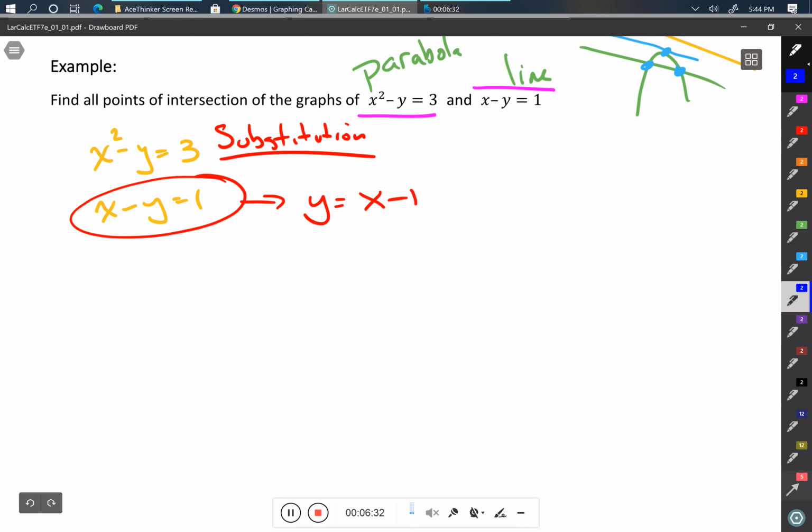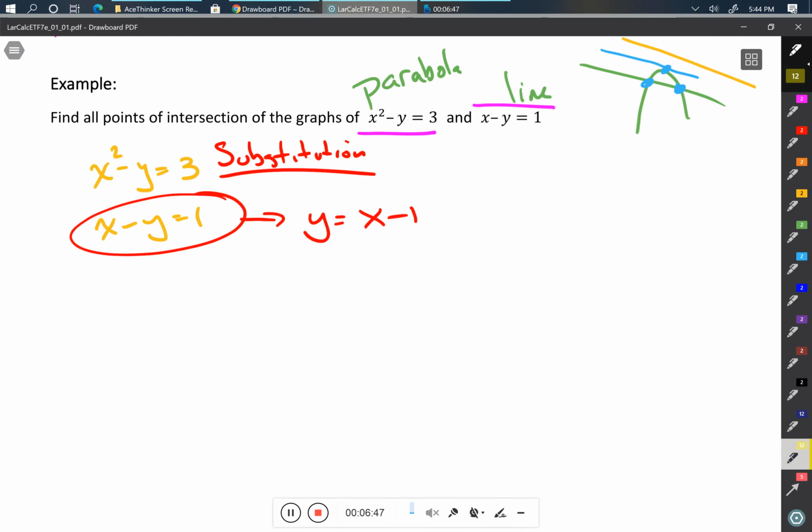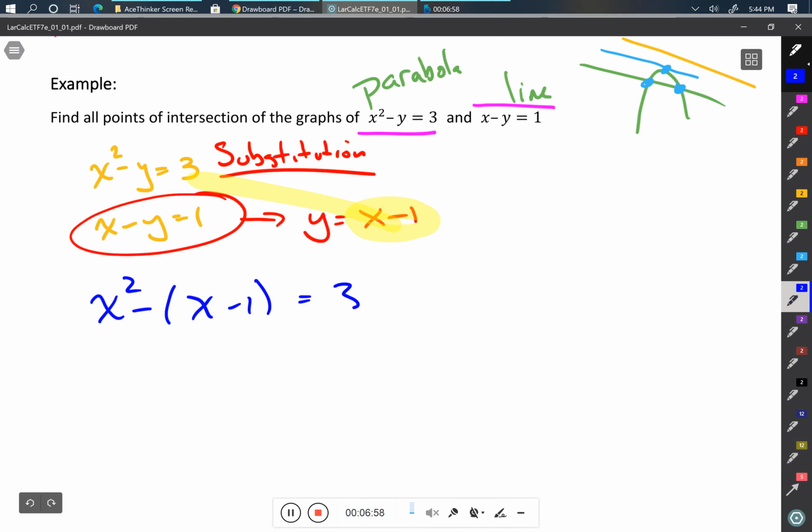And then I'm going to take that and substitute it into the first equation. Well, that arrow doesn't look good. I still don't want that arrow. Well, what happened there? I'll take this and substitute it into the first equation, which gives me x squared minus (x minus 1), because that's our y, is equal to 3. So I have x squared minus x plus 1 is equal to 3, and x squared minus x minus 2 is equal to 0.